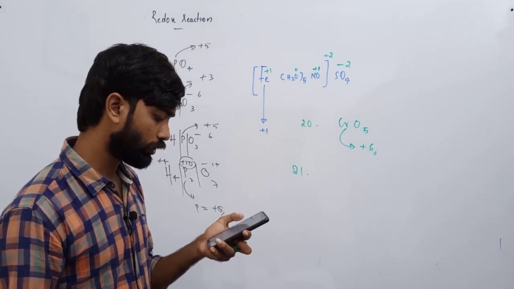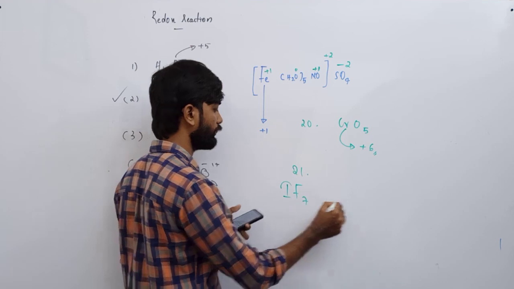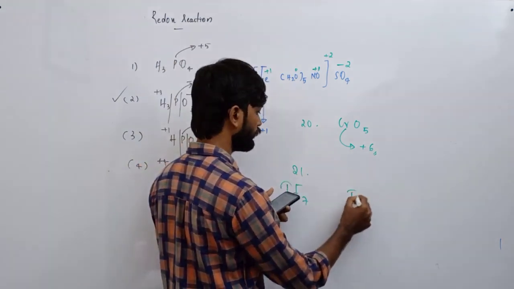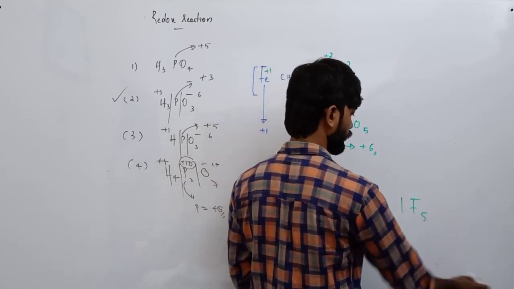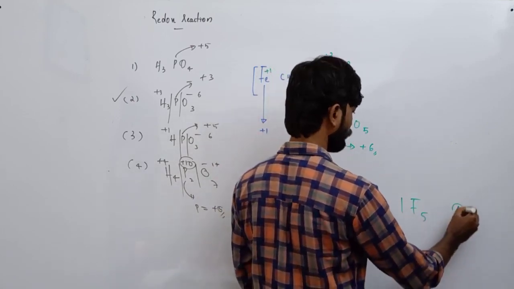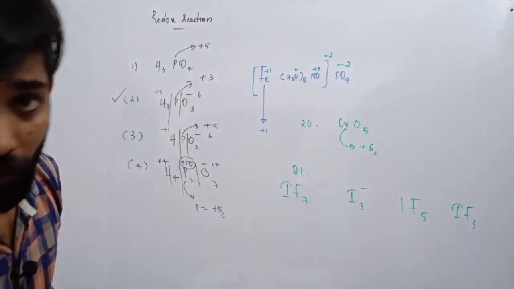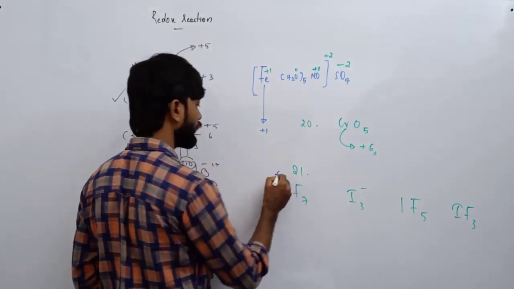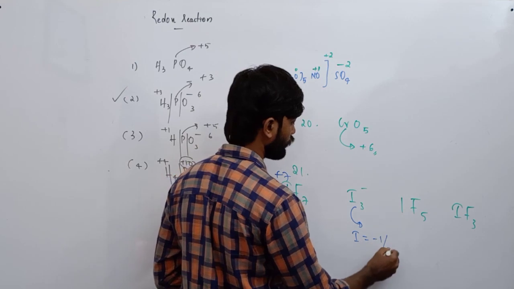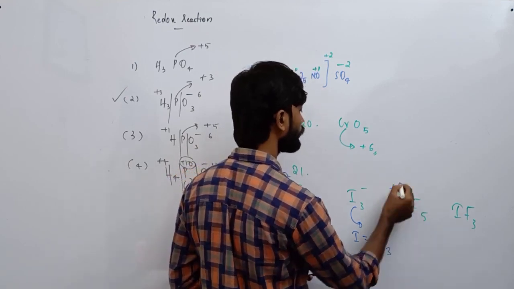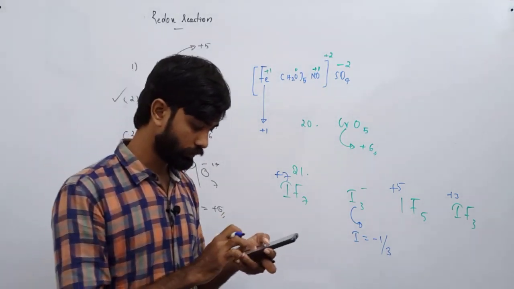Next, in which of the following is the oxidation number of iodine fractional? There are some compounds of iodine, and you should find where the oxidation state of iodine is fractional. By having a look itself, we can find it. The second one has a fractional oxidation state, because here the iodine is +7, here iodine is in an unusual oxidation state of -1/3, here +5, here +3. Okay, move to the next question.